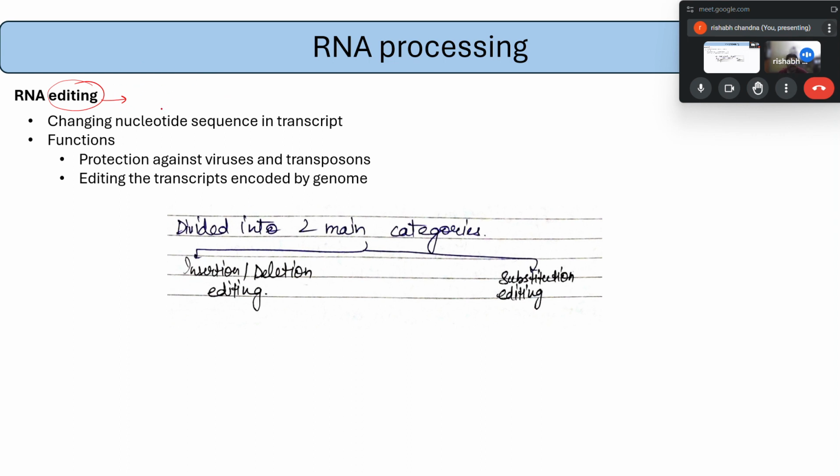It acts as a defense mechanism against viruses and transposons. Because the human body is really complex, if we have to defend against different viruses and internal genome-changing elements, then RNA editing comes into the picture. They neutralize these harmful agents, and this helps in editing of the transcript that has been mutated by the genome. So without changing the genome, we are changing the transcript to produce a normal protein.